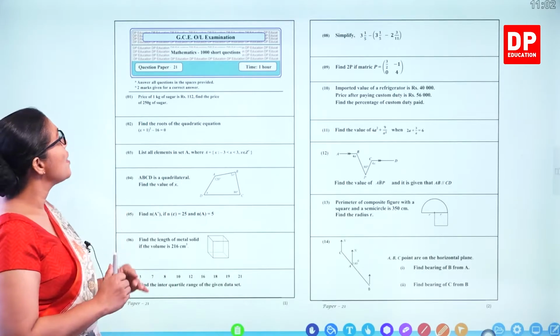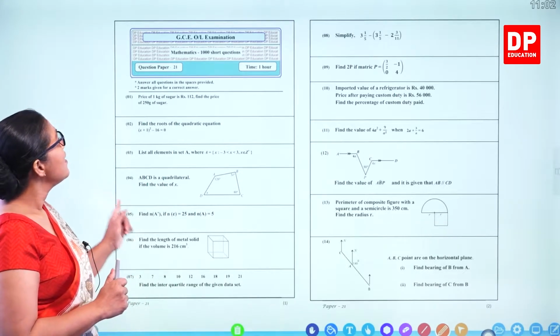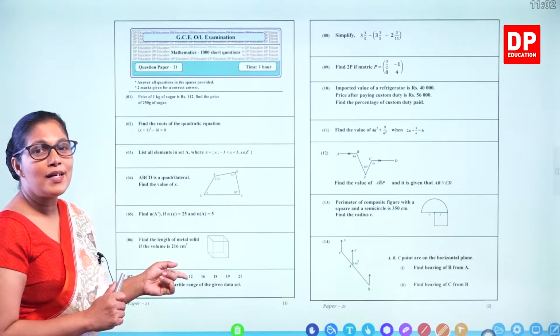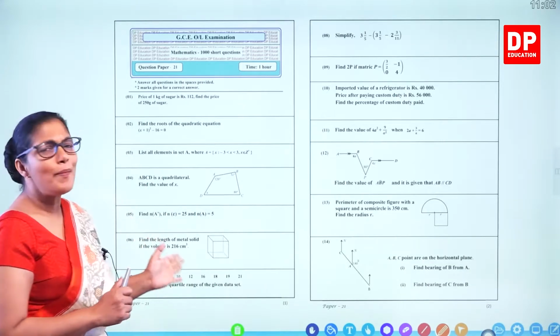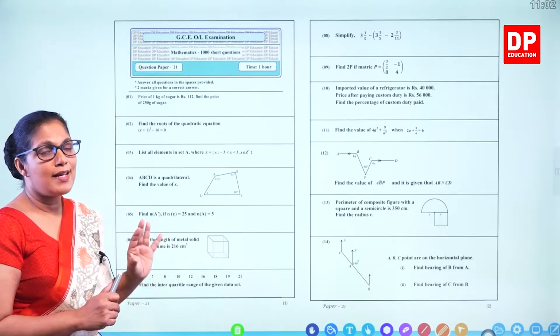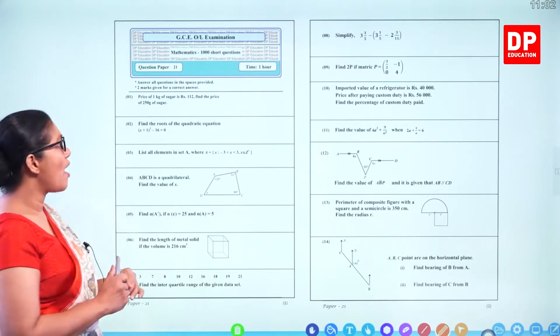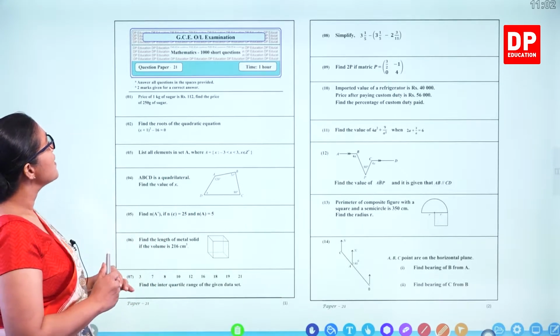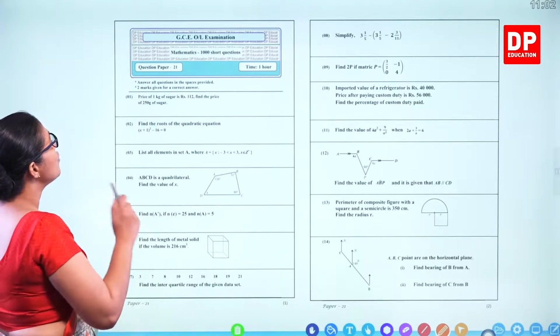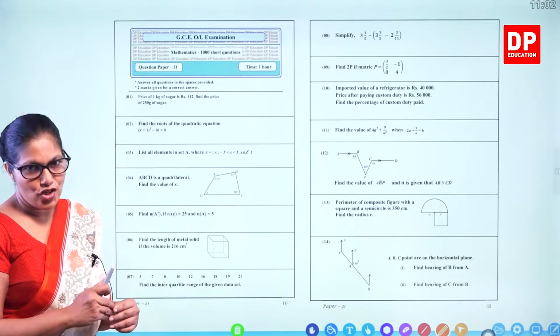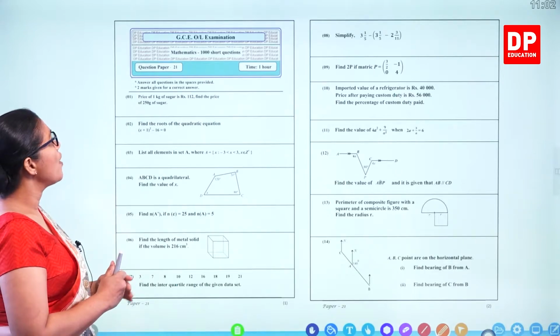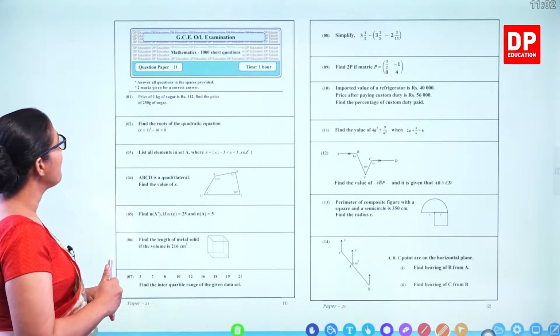So this is 21 and here also you get 1 hour. So you can spend 2 minutes for each question and last 10 minutes you can check your answers. And spaces are given and 2 marks for each question. So try question paper 21.